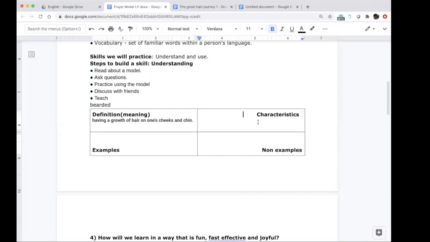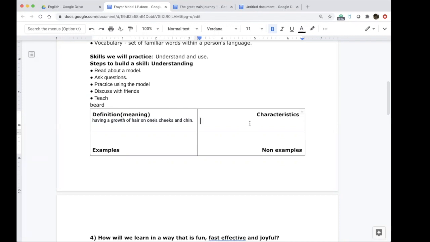Okay, so what will be the next one? The next one, I have to write some characteristics of the word. Characteristics means features. Features means details. How is the beard looking? So all the details about that word, about the new word. So we are using the word beard. Can anyone tell me some of the details about the beard? You can raise your hand and tell me what you know, or what are some of the details about the word beard?